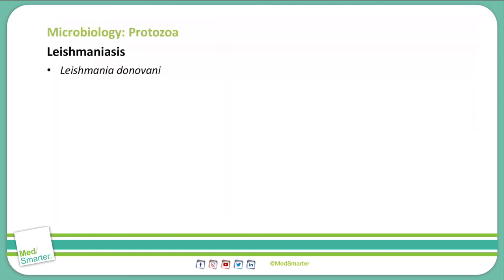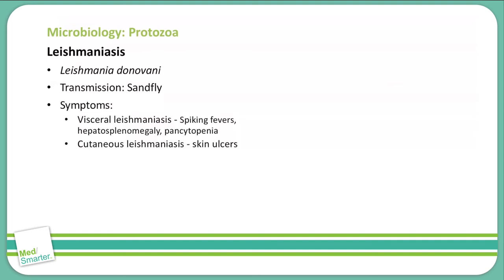Moving on, Leishmaniasis is caused by the Leishmania donovani organism. It is transmitted through the sandfly. There are two different types of Leishmaniasis that can cause infection. It can be a visceral Leishmaniasis, where we see spiking fevers, hepatosplenomegaly, and pancytopenia, or we can see a cutaneous Leishmaniasis, where we have skin ulcers.